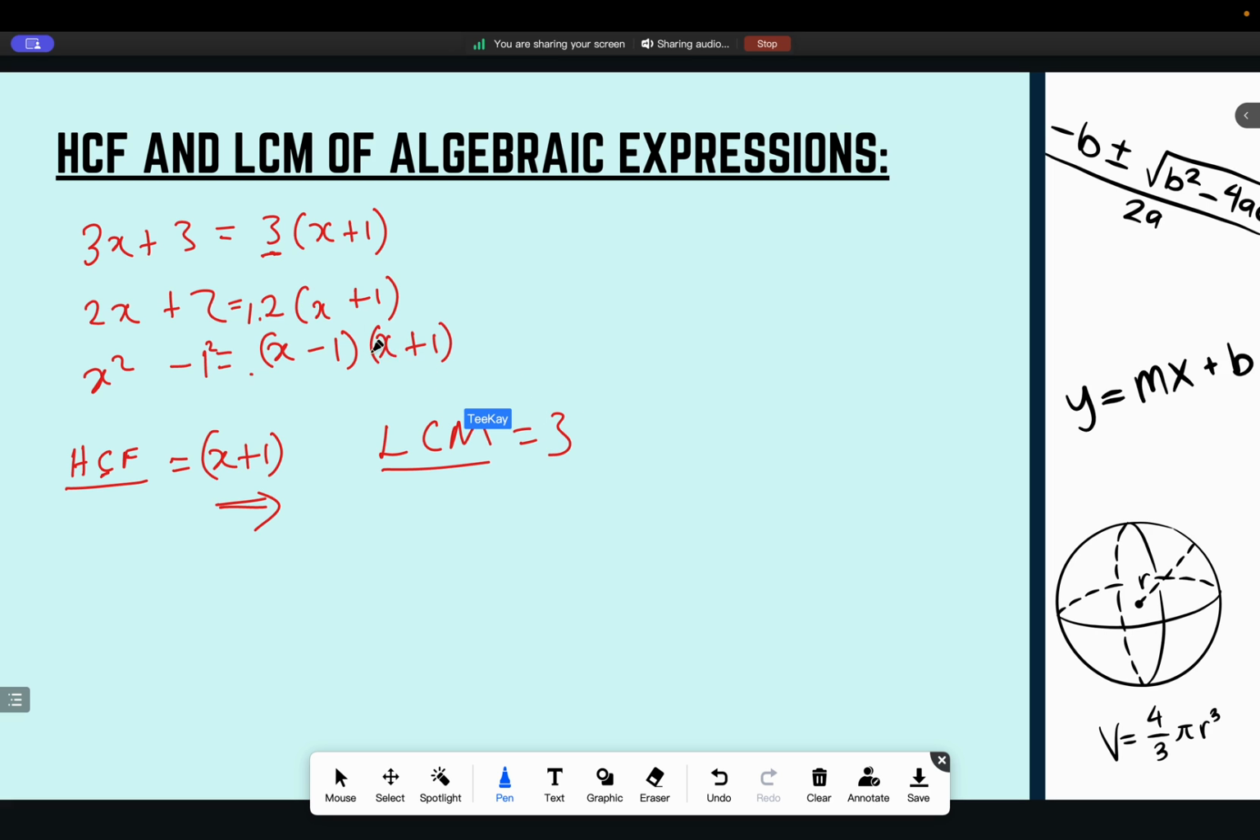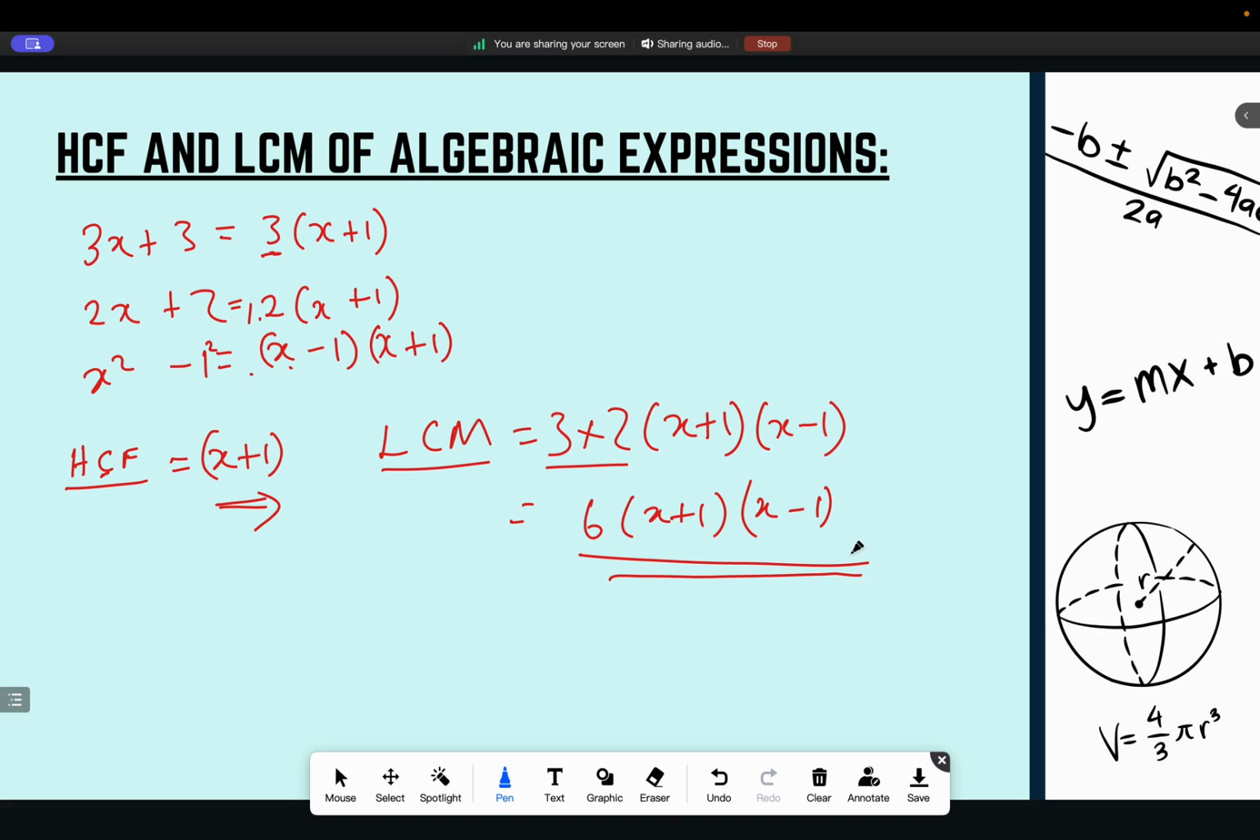And as for 2, 2 to the power 1 is the one with the highest power. So we multiply by 2 here, and then we go to this one here. The highest power is x plus 1. And this one, the highest power is x minus 1. So here we can just multiply this, and we can get 6 times x plus 1, x minus 1. Yes. So this is our lowest common multiple.